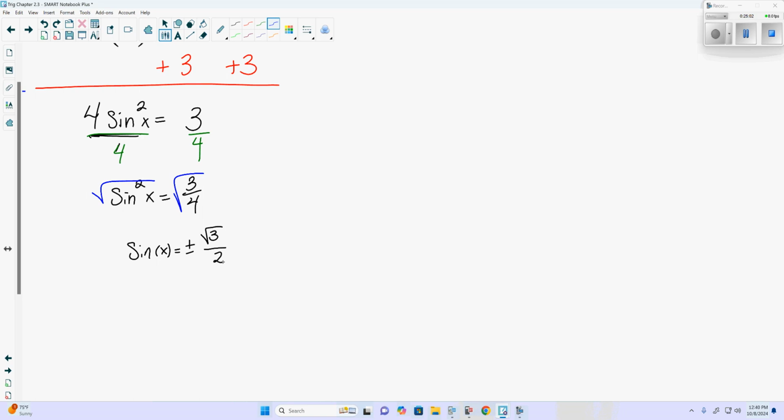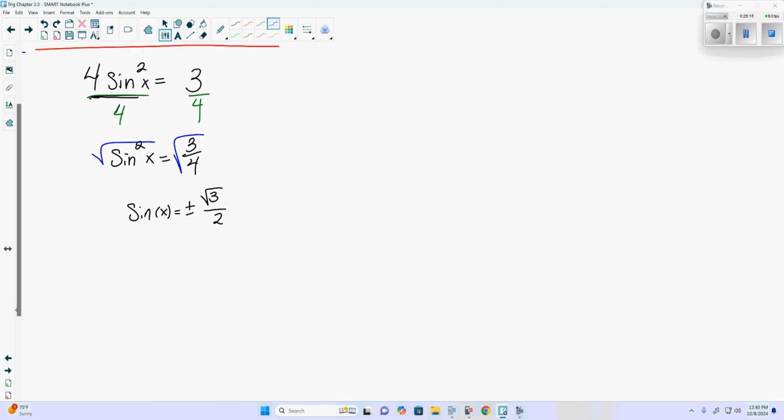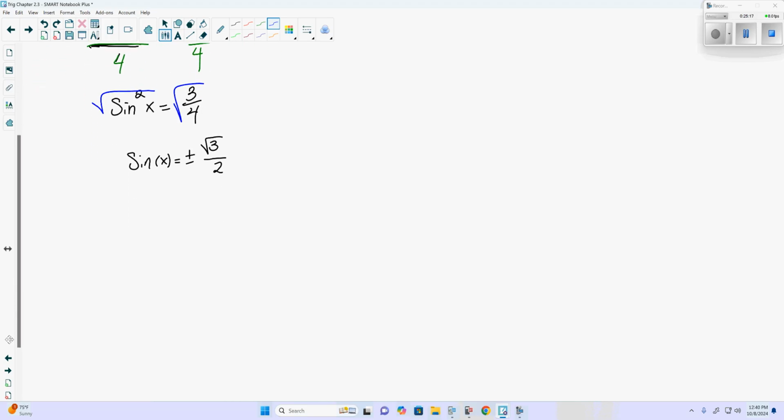And if we plug this in, we simplify this down, we get the square root of 3 halves, because the square root of 3 doesn't simplify, but the square root of 4 is 2. So we get the square root of 3 halves. Now the nice thing with this one here is that it is on the unit circle. So we're looking for the y values where sine of x is equal to positive or negative square root 3 over 2.